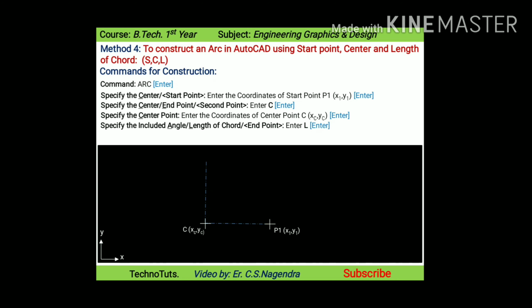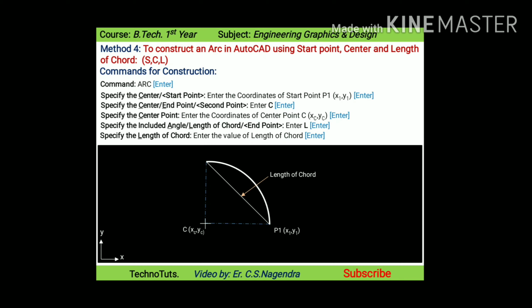Computer will again ask you specify the included angle, length of chord and an end point. Just type there L because you have to give the length of chord value, and press enter key. Now computer will again ask you specify the length of chord. Now enter the values of the length of chord that you want to construct an arc, and press enter key. You will see an arc will get constructed between points P1 having length of chord L and center C. Okay students, understood? Okay, very good.